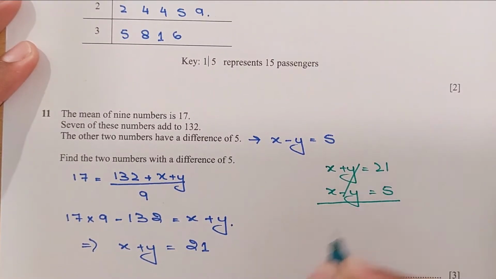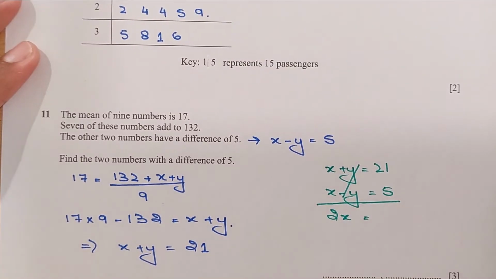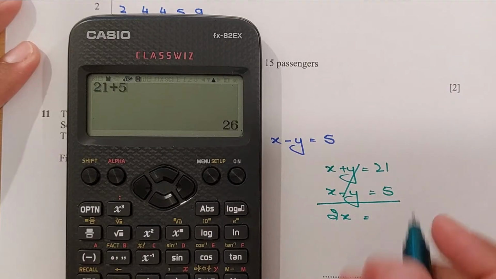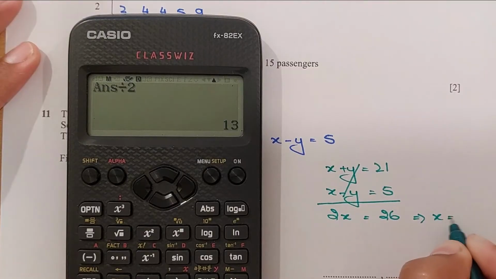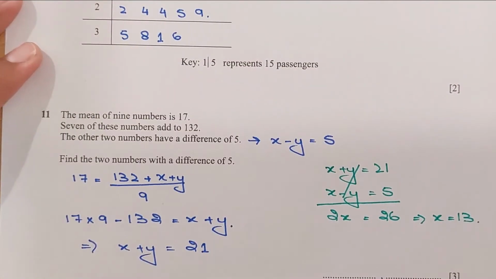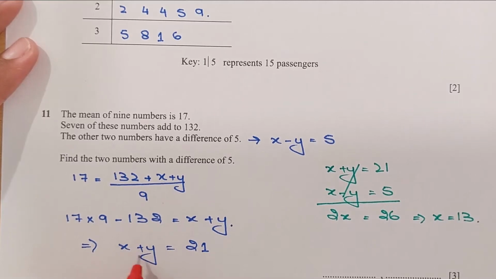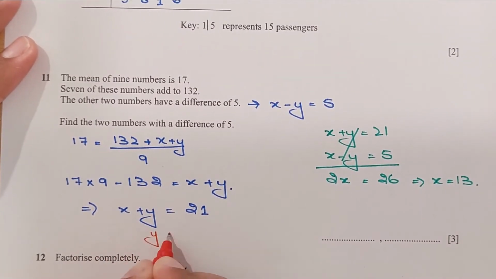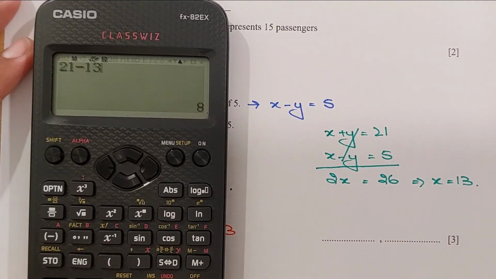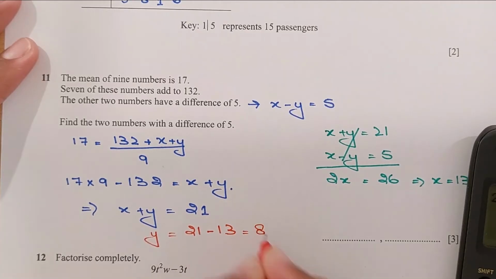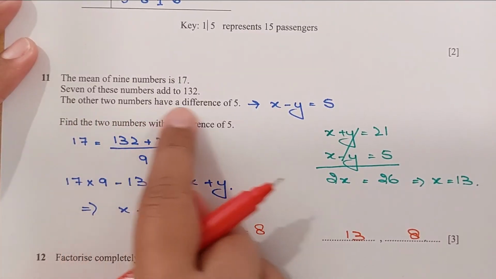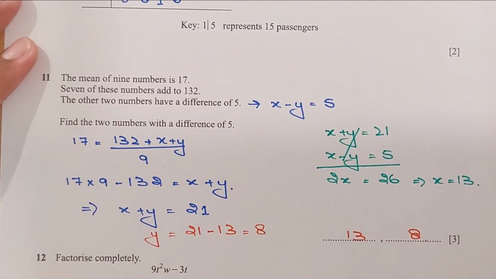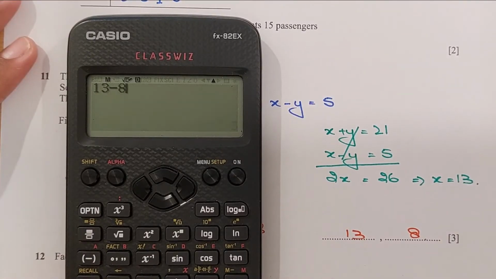If I add the two equations, we can cancel y. We have 2x equals 21 plus 5. This is 26. And what is x? Dividing by 2, x equals 13. So the first integer is 13, right? So x is 13, what is y? y equals 21 minus 13, this is equal to 8. So the first number is 13 and the second number is 8, and we verify that the two numbers have a difference of 5. If we subtract 13 and 8, the difference is 5.